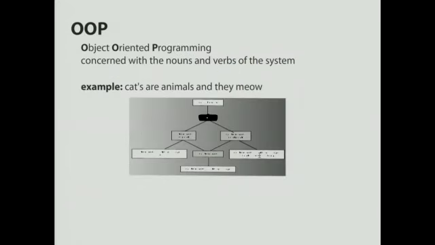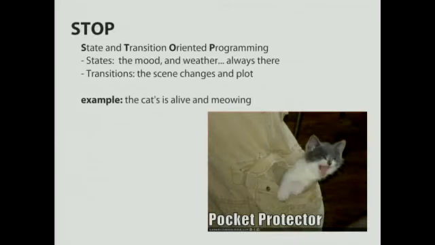When you first start an interactive project, it's really easy to start with the OOP aspects of the system. OOP stands for Object-Oriented Programming. You start thinking about, if you were deconstructing a book, you could look at all the nouns and the verbs of the system, and those are typically the objects you're participating with. In this example, we have cats that are animals and they meow. If we were creating a class diagram, cats subclass animals, and they have certain functions called meow.